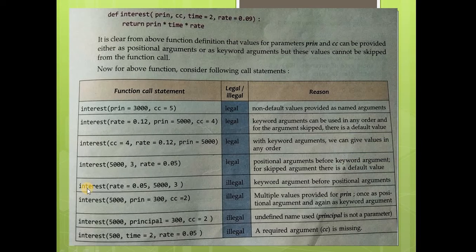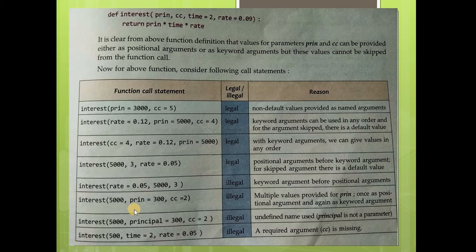Now just observe the next function call. Here interest rate equals 0.05, 5000 comma 3. It is illegal because the keyword argument comes before the positional arguments. You can see here this is a keyword argument and these are positional arguments, and the rule says first we should have positional arguments and then keyword arguments. That's why it is an illegal function call.